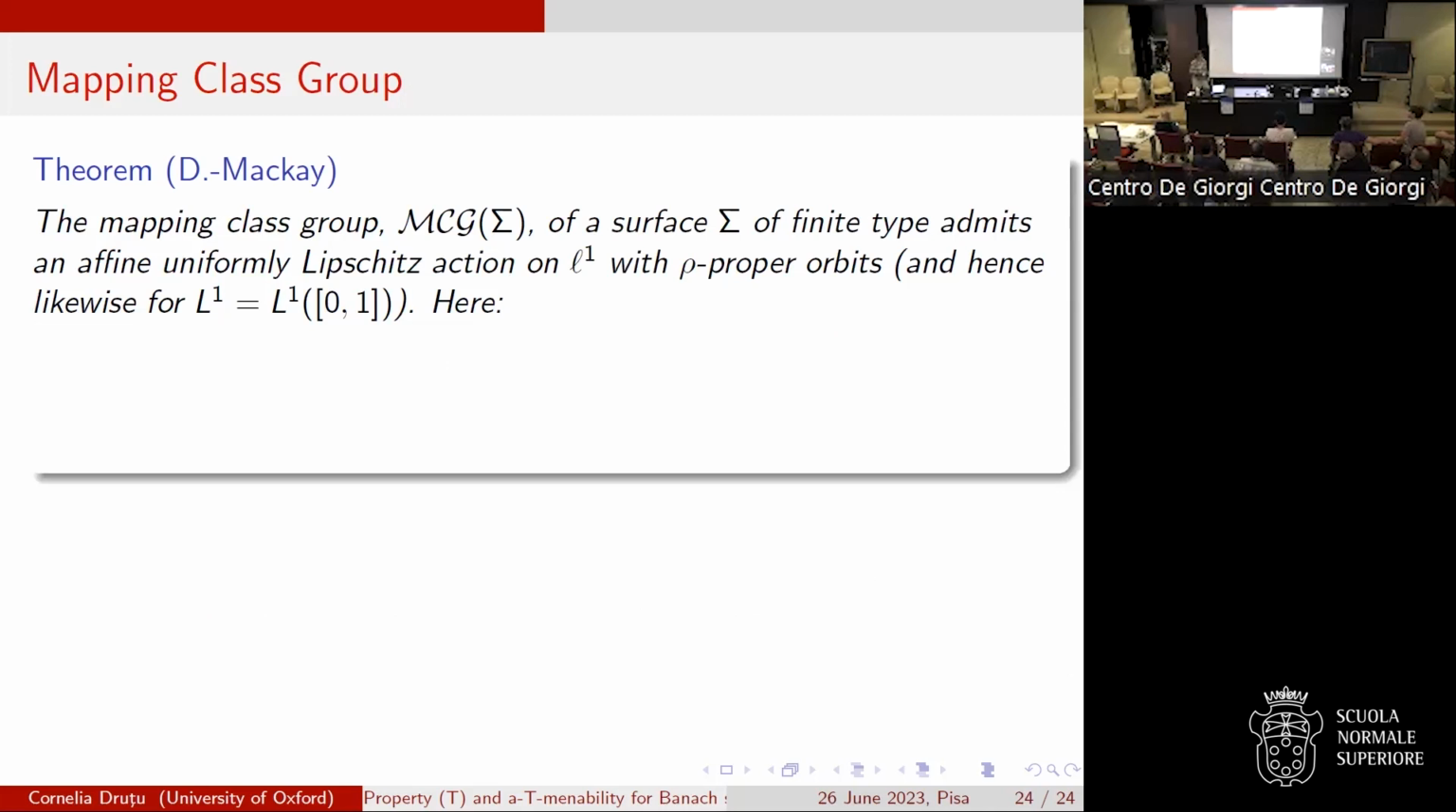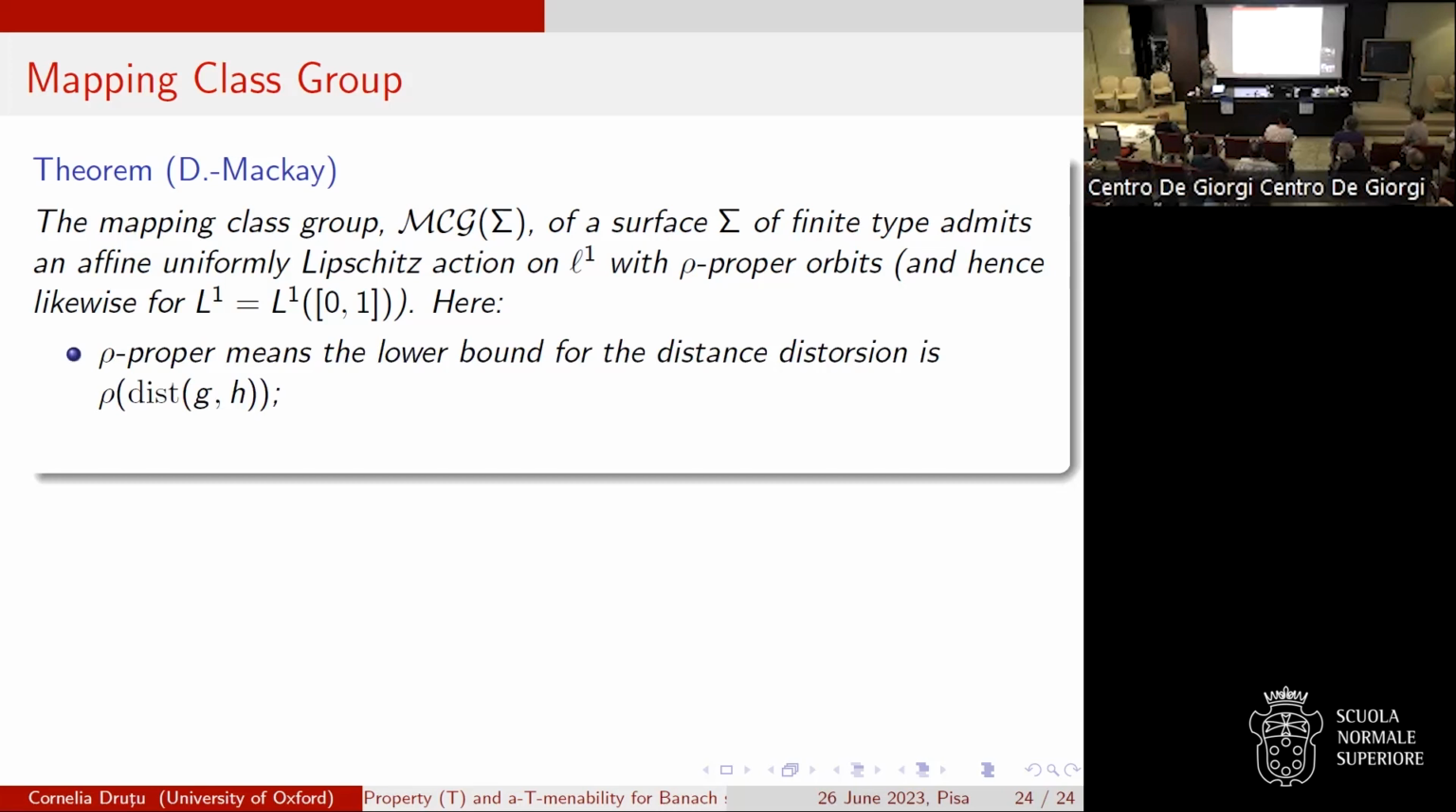If you consider the mapping class groups of surfaces, we have the same property modulo one tweak. If you consider the mapping class group of a surface of finite type, this one too admits an affine uniformly Lipschitz action on an L1 space. The only thing that we are not able to say, and we tried a lot, but we didn't manage, is that the embedding of the mapping class group via an orbit is a quasi-isometry.